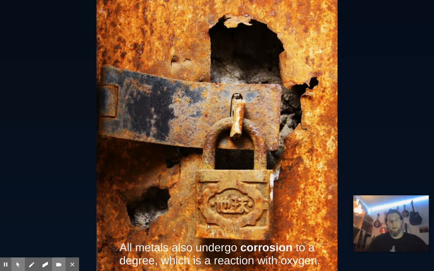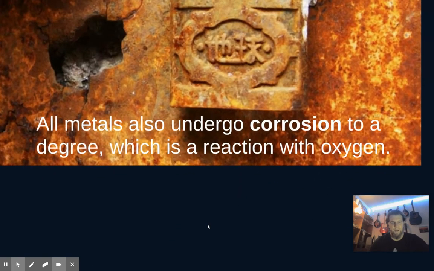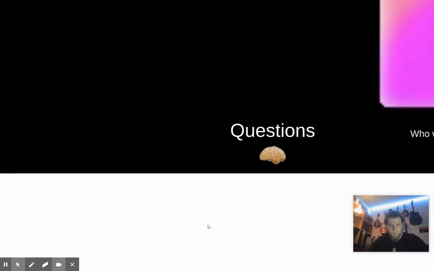And so all metals will undergo what's called corrosion when they react with oxygen. Iron will corrode into iron oxide, which is just rust. And there are a lot of different oxides that metals will turn into. There you go. All right.